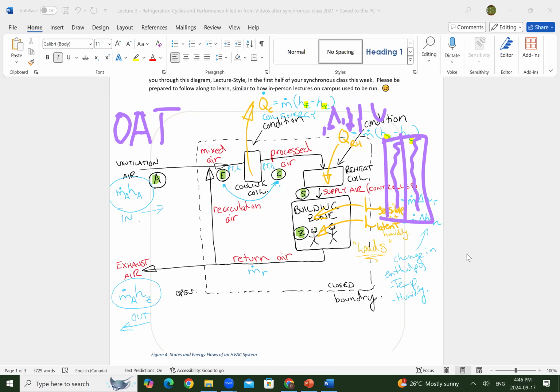All right, so that's my description of this system. But what I also want to tell you is the thermodynamics of the system. So you need to be able to relate each section here, each section A, E, C, S, and Z, on the enthalpy curve. And that is something that we are going to figure out together.